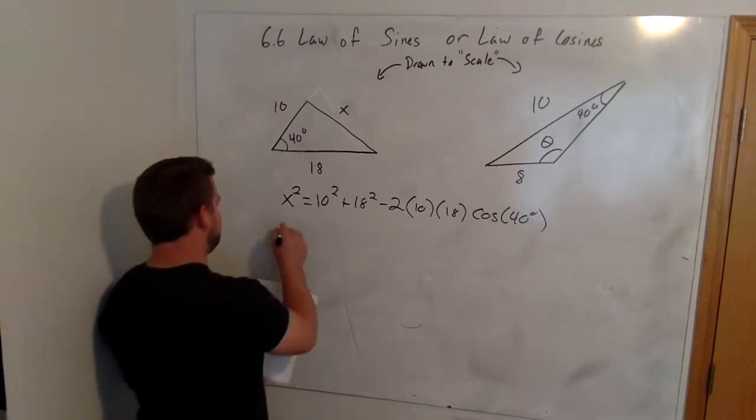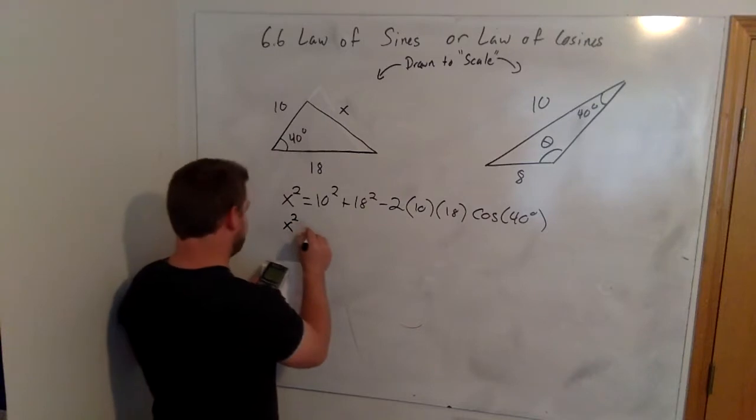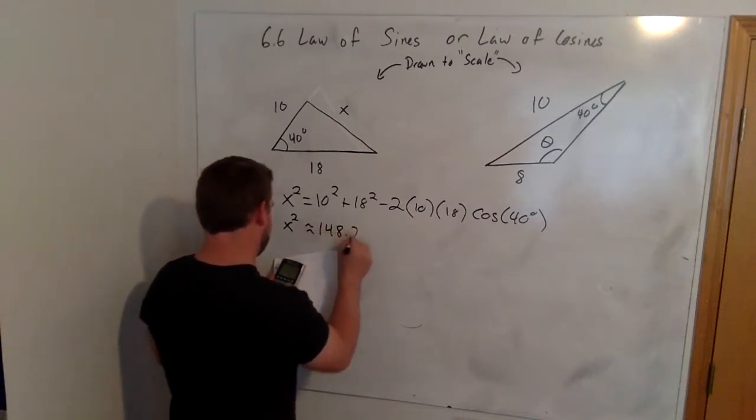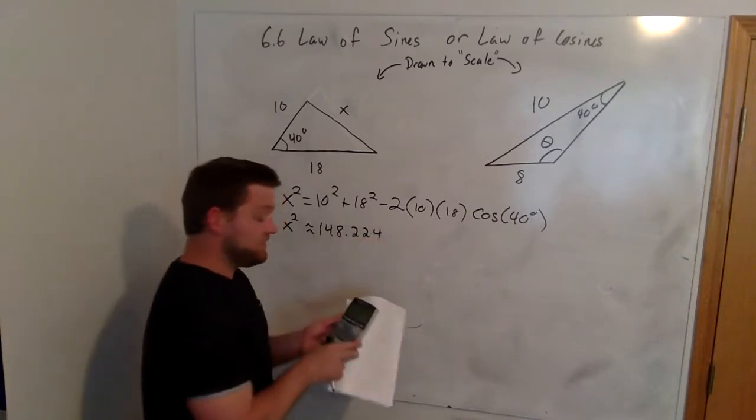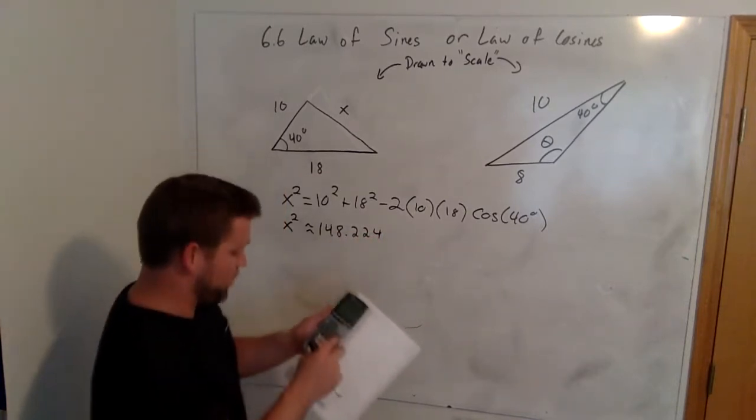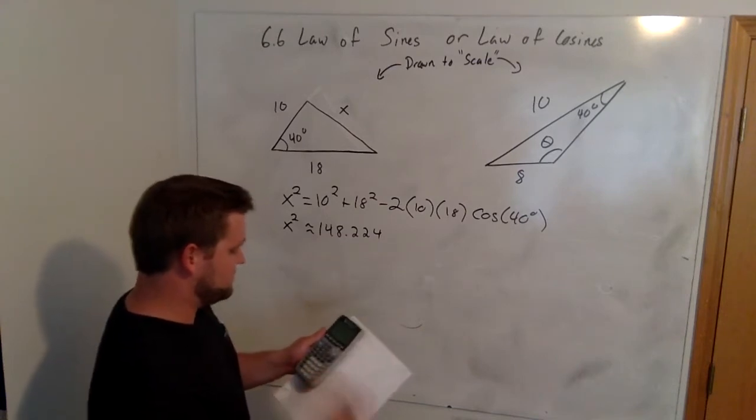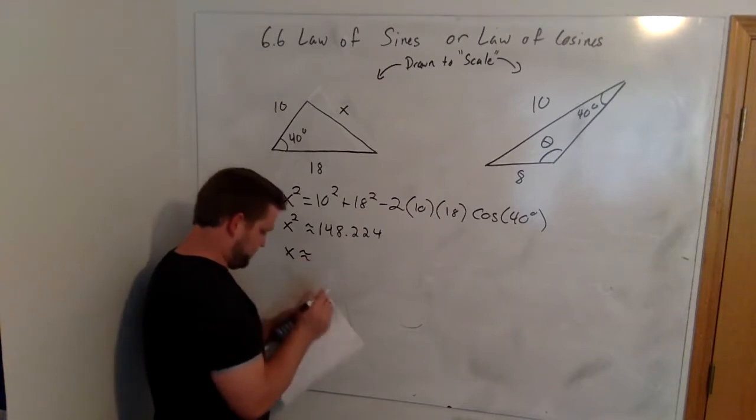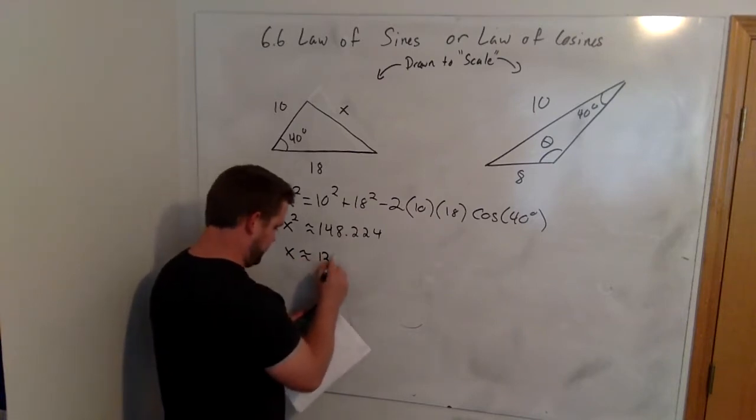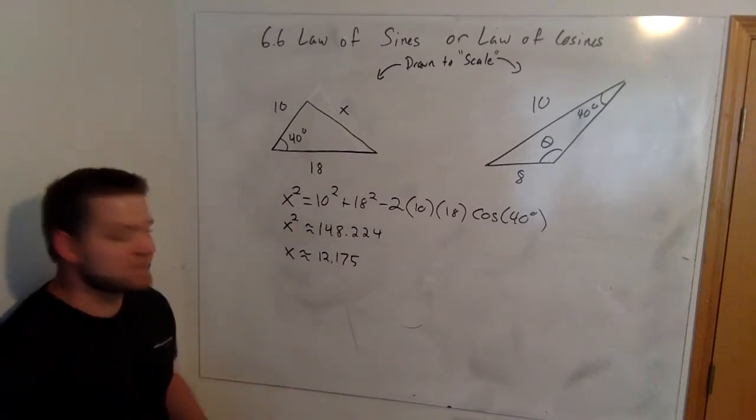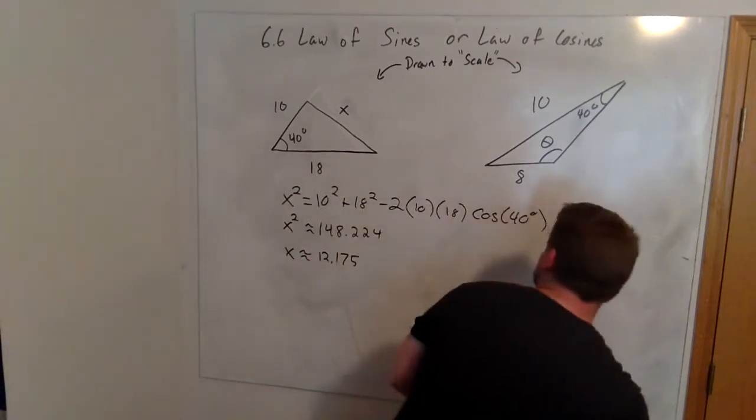I'm getting that x squared is roughly 148.224. I'm going to leave the exact answer in my calculator. To figure out what x is, I'm just going to raise that to the power of 0.5, which is the same thing as taking the square root. So here we have that x is approximately 12.175, if we're rounding to 3 decimal places. And that's the answer, a law of cosines problem.